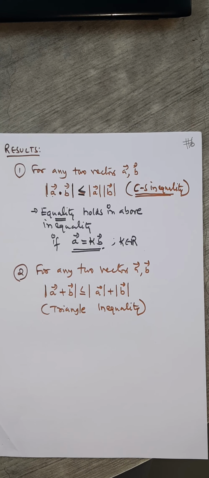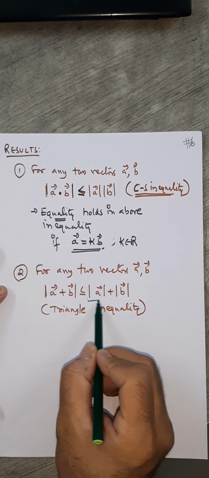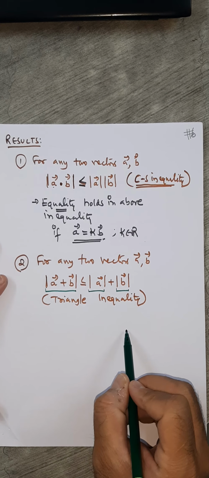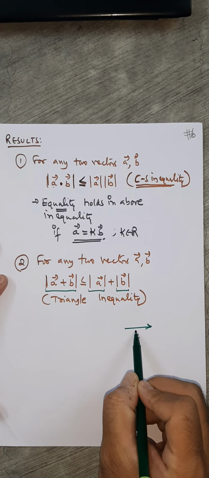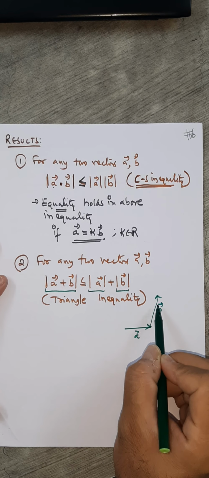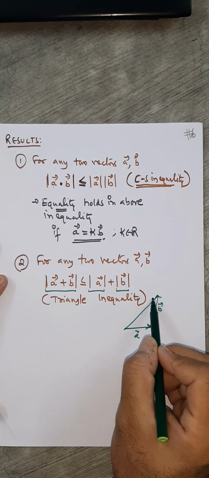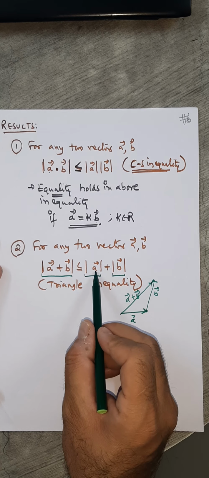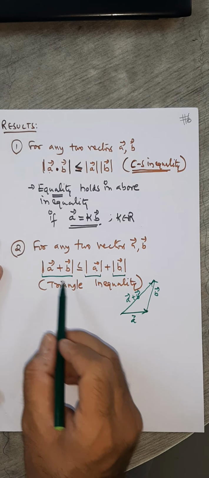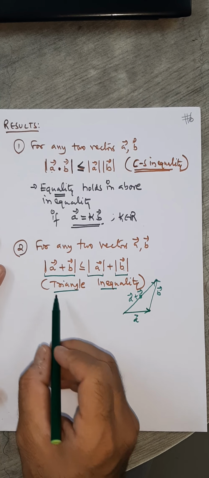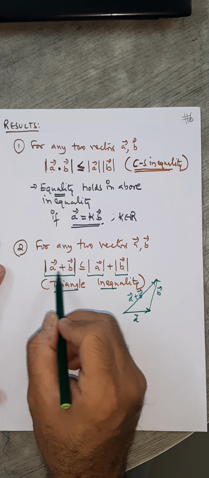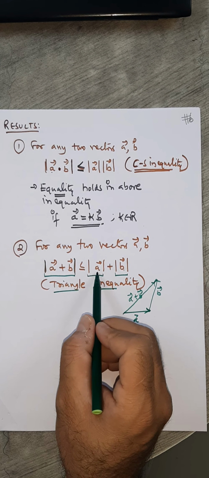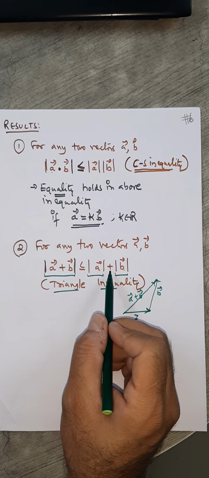Remember, these represent the three sides of a triangle. Like this is vector A here, for example, this is vector B here, then you know that this one is nothing but A plus B, and in a triangle the sum of the two sides is always greater than the third side. Therefore this is called triangle inequality. Magnitude of the sum of the two vectors is always less than or equal to magnitude of vector A plus magnitude of vector B.